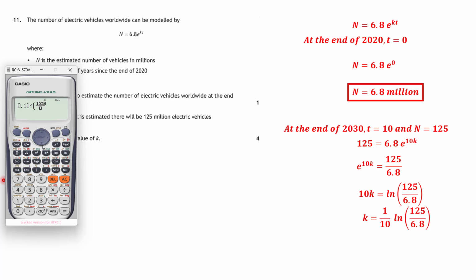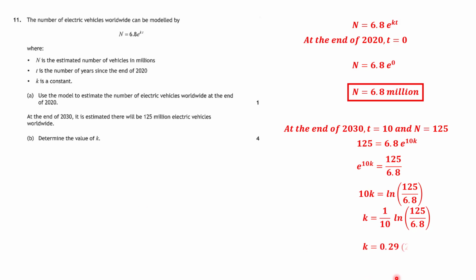125 come down, 6.8, close the bracket, and then equals. So there's what we get: 0.29111, so on. So we can then finish this off by saying k equals 0.29, and I've rounded it to 2 decimal places. That's worth 5 marks in total.